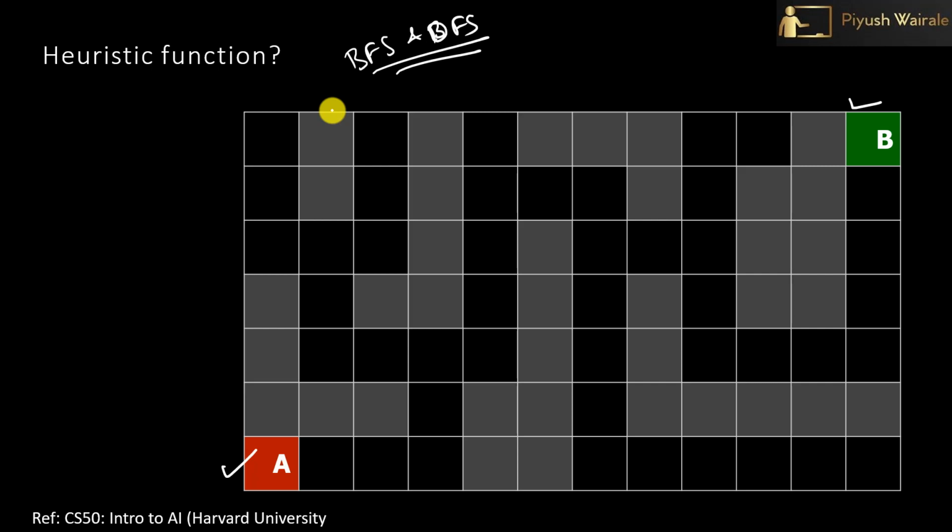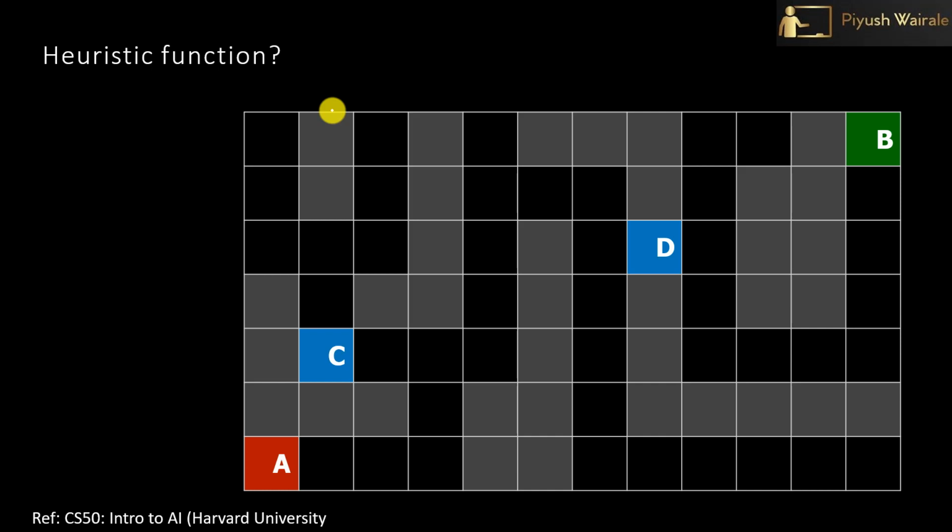So what is the heuristic function here? How can we determine a heuristic function in this case? Suppose I have 2 points, C and D. Now as a human, by looking at this graph or state space, I can say that if I go through C, it will take me more time. If I go by D, it will take me less time, because D is geographically closer to B. I can see with my eyes that D is closer to our goal, that is B.